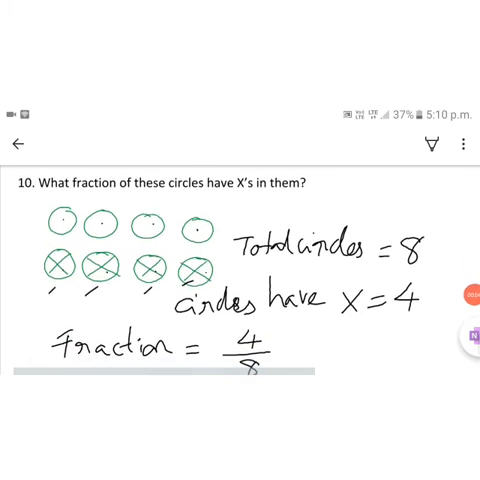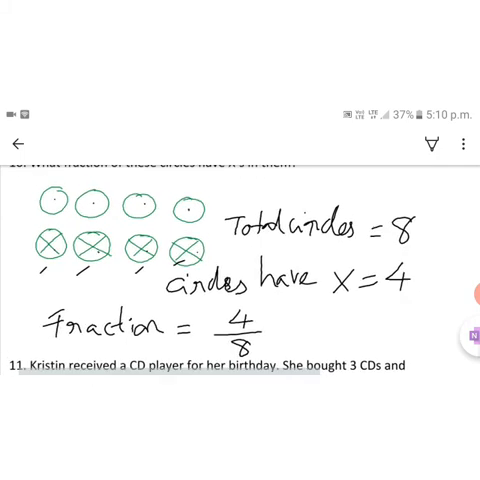Question number 10. What fraction of these circles have x in them? Total circles equal to 8. Circles with x equal to 4. Therefore, fraction equal to number of circles with x by total number of circles. Therefore, 4 by 8.